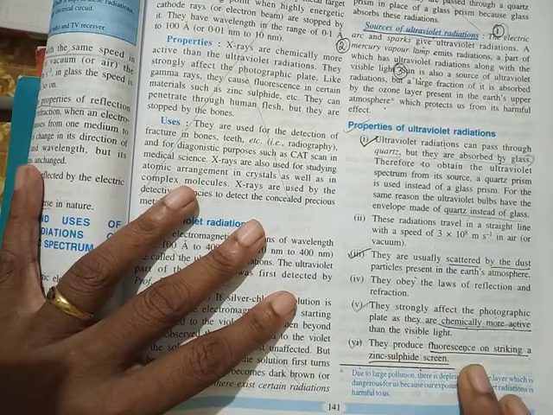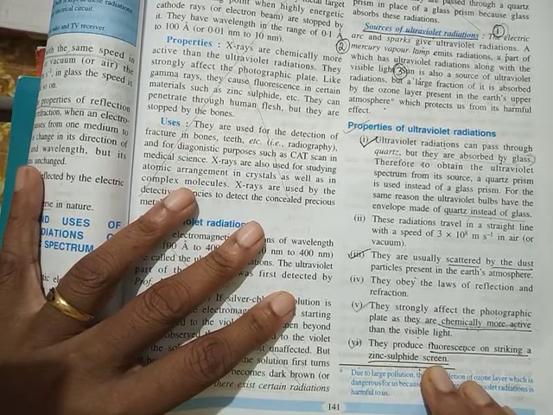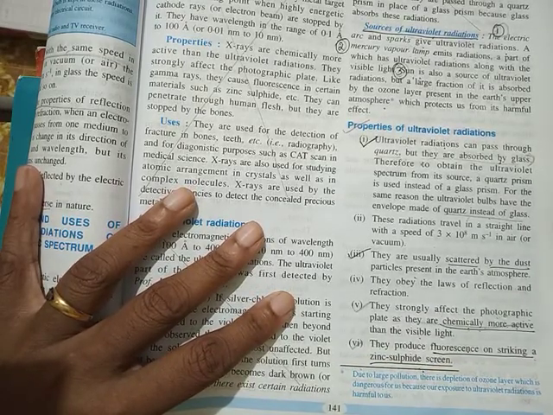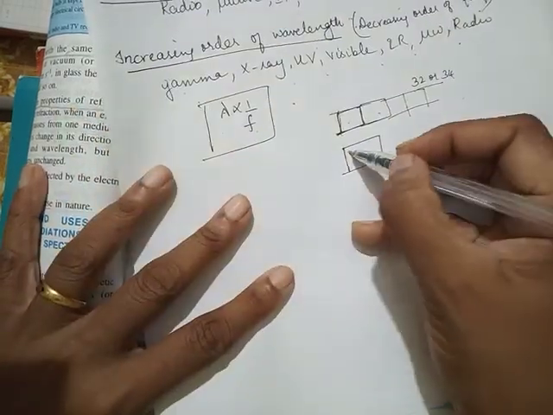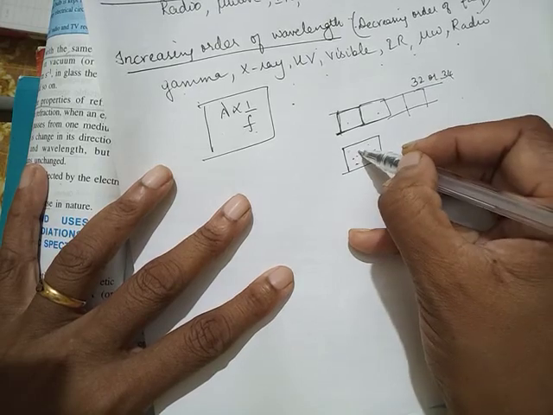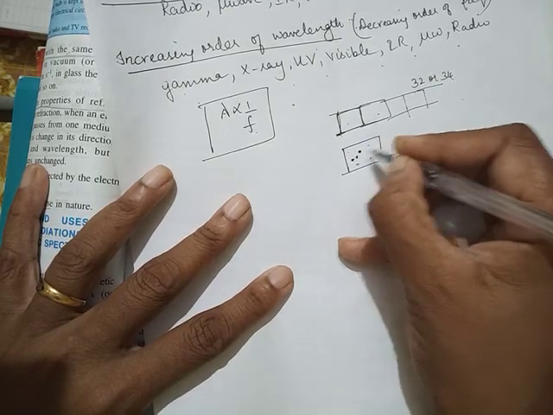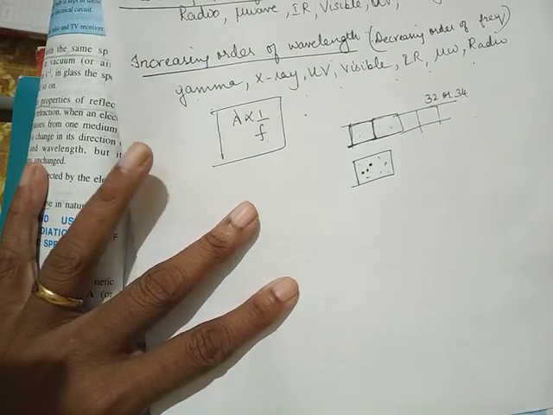Then they produce fluorescence on striking a zinc sulfide screen. If UV rays are made to strike a screen that has zinc sulfide on it, then it will illuminate. Wherever it hits, those parts alone will illuminate.